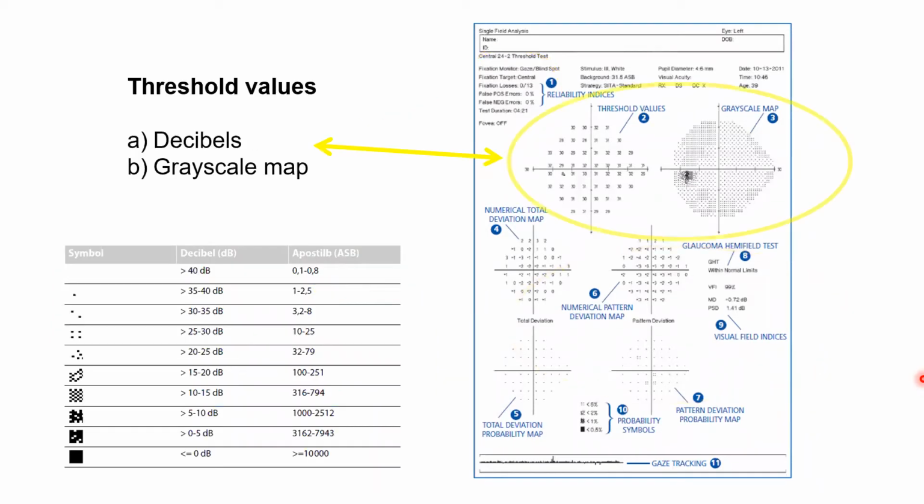Further in the printout, you find the threshold values measured in your patient, either in decibels or coded in a grayscale map. I'm afraid most doctors look at this part of the printout when evaluating their patients, but this is enough if you have a patient with hemianopia, for instance. In a glaucoma patient, you should always check the graphs in the lower part of the printout.